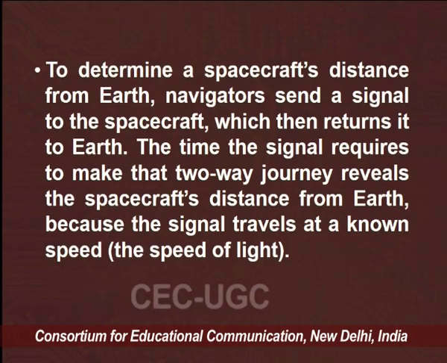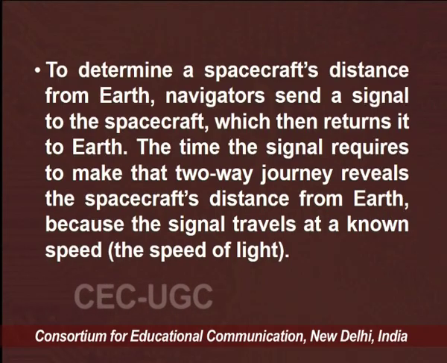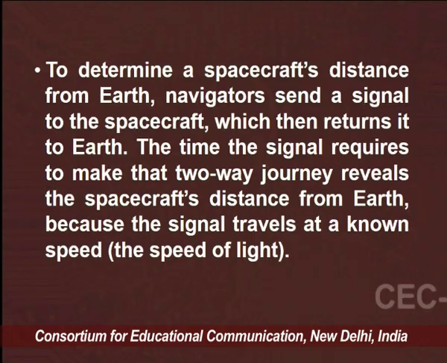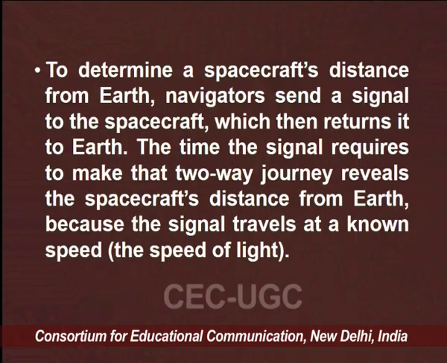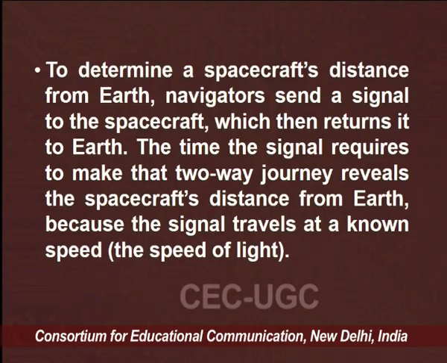effects. So, to determine a spacecraft's distance from the Earth, navigators send a signal to the spacecraft, which then returns it to the Earth. The time the signal requires to make that two-way journey reveals the spacecraft's distance from the Earth, because the signal travels at a known speed, that is the speed of light. In this manner we can detect the distance of the spacecraft. This is one of the examples of the atomic clock and one of the applications of the atomic clock that we can elaborate in a very big manner.